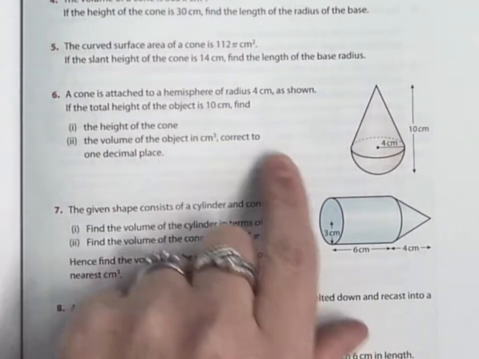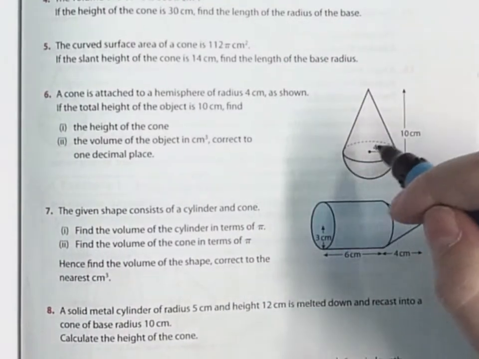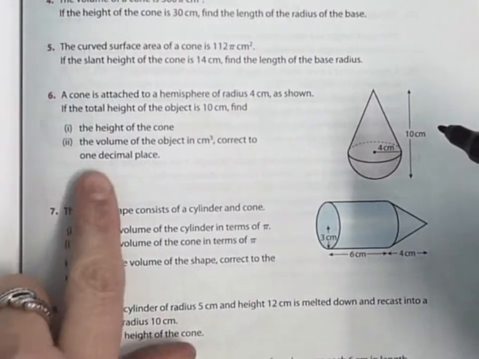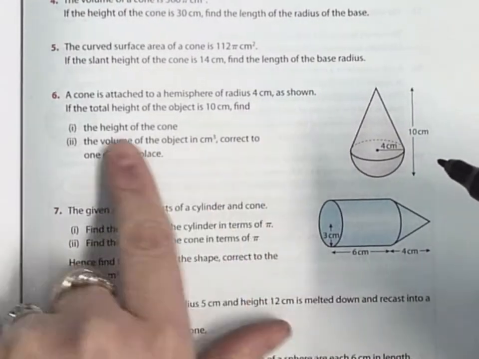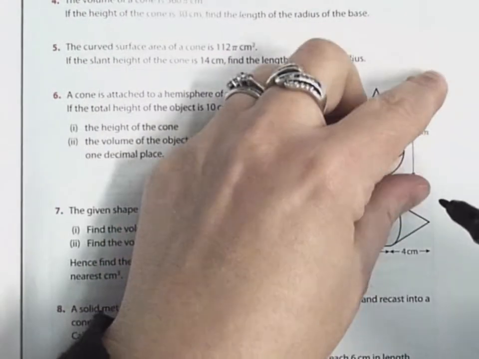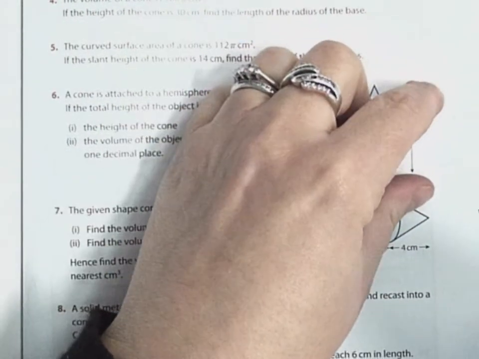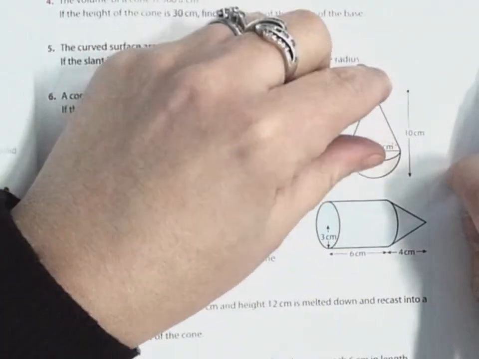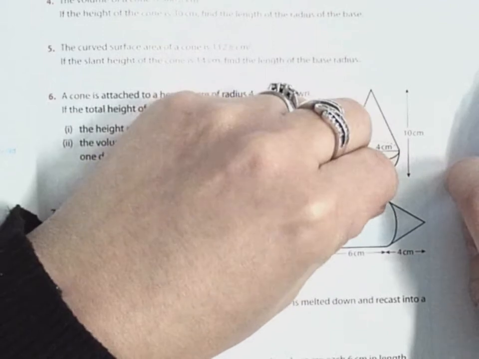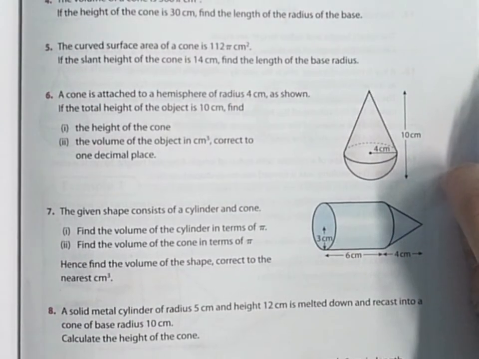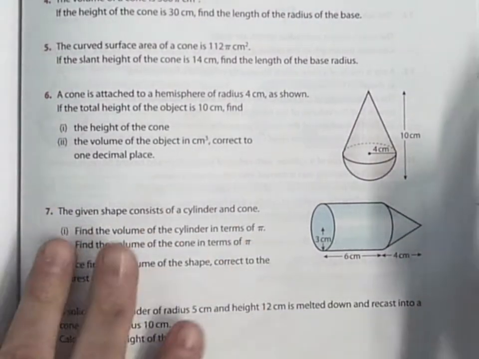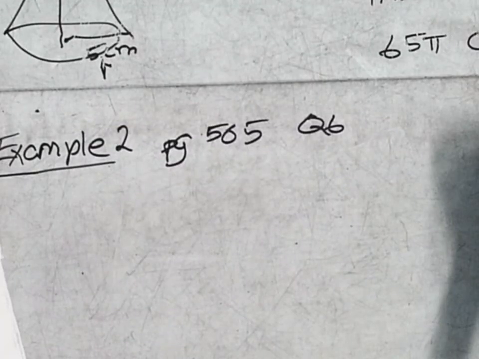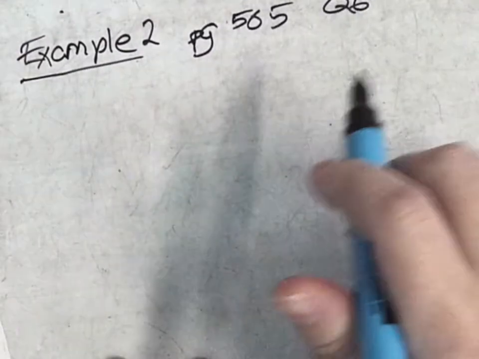A cone is attached to a hemisphere. So you have a cone on top and a hemisphere on the bottom. As shown, the total height of the object is 10 centimetres. Now, girls, I don't need the total height of the object. I need to do the cone separately, and I need to do the hemisphere separately. I'm going to talk about that in a minute. So it says, find the height of the cone, find the volume of the object.